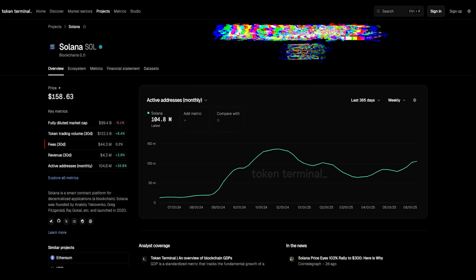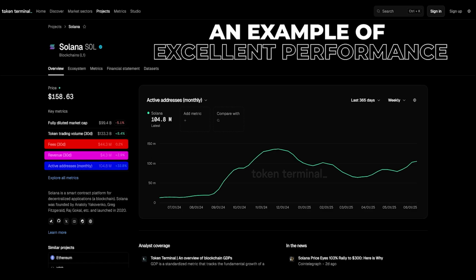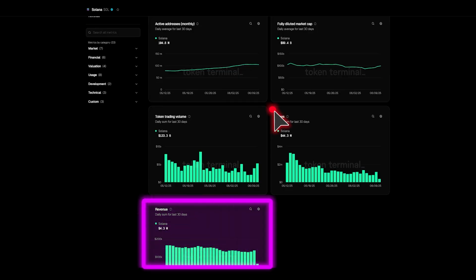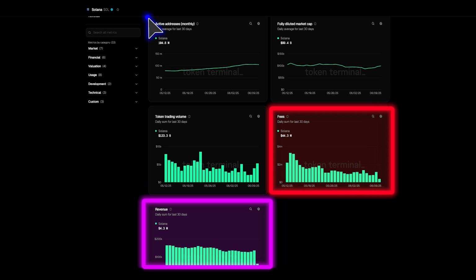To check this, I go to Token Terminal. 3 key metrics are important: protocol revenue, how much the network earns; protocol fees, whether users pay; and DAU, daily active users. How many people actually use the project? If the indicators are 0 or barely moving, this is an alarming sign. The price may be high, but without demand, it's just speculation.